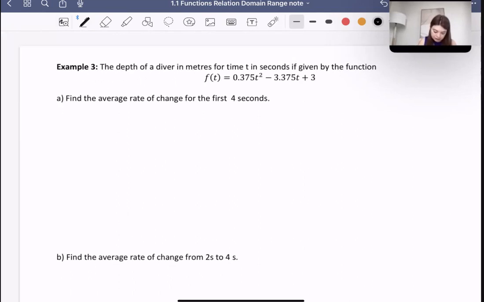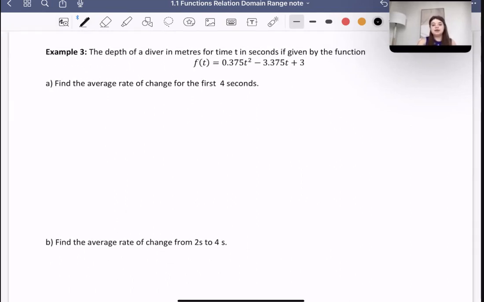Okay, let's move on to a third example here. It says the depth of a diver in meters for time t in seconds is given by this function here. Find the average rate of change for the first 4 seconds. So for the first 4 seconds, that means from 0 to 4. Okay? So that means we want to find it from when t equals 0 to when t equals 4.